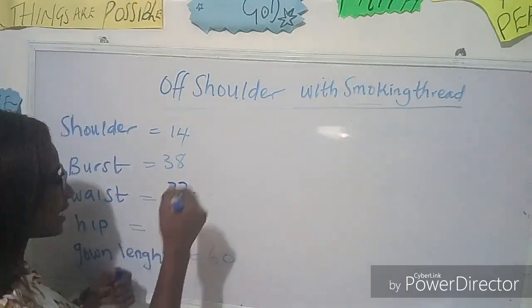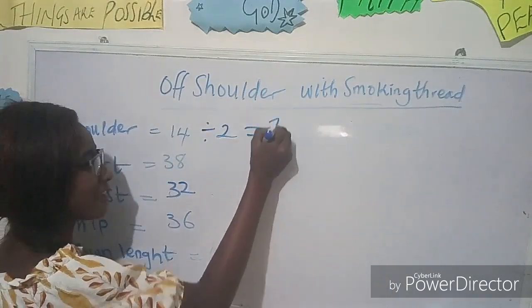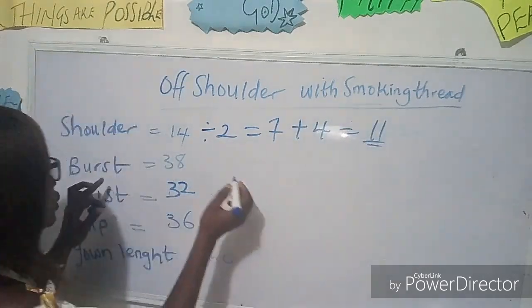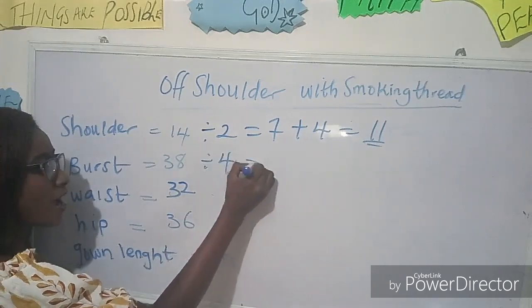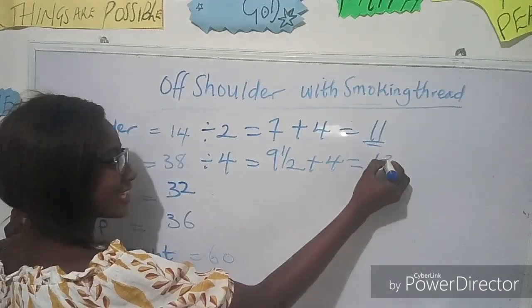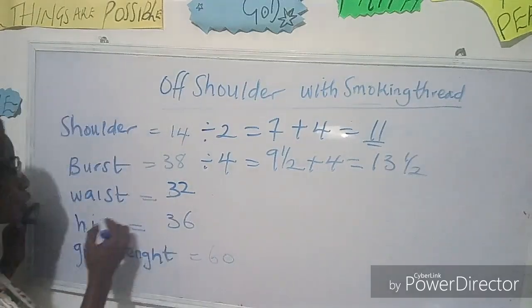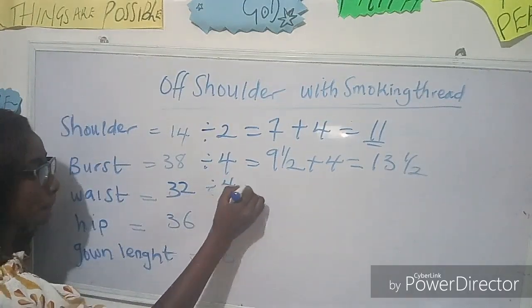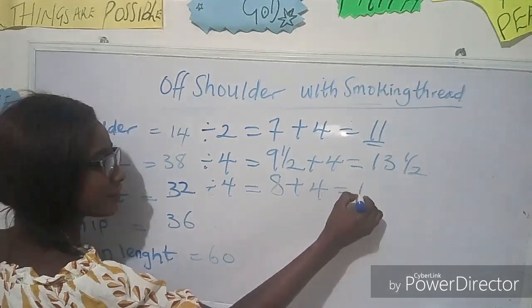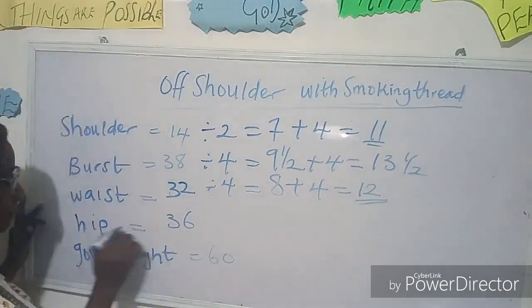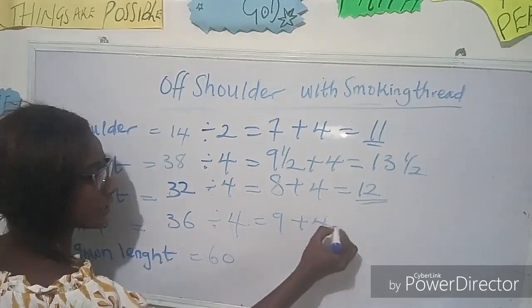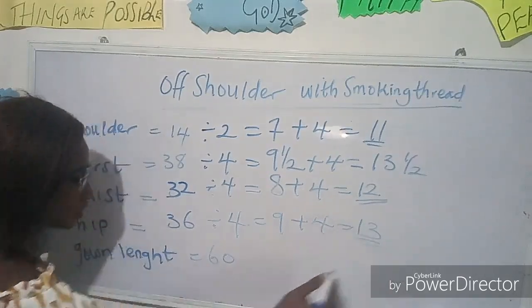So now we have 14 divided by 2, I have 7 inches, plus 4 inches, I have 11 inches. So my bust divided by 4, I have 9.5 inches, plus 4 inches, I have 13.5 inches. So my waist divided by 4, I have 8 inches, plus 4 inches, I have 12 inches. My hip divided by 4, I have 9 inches, plus 4 inches, I have 13 inches.